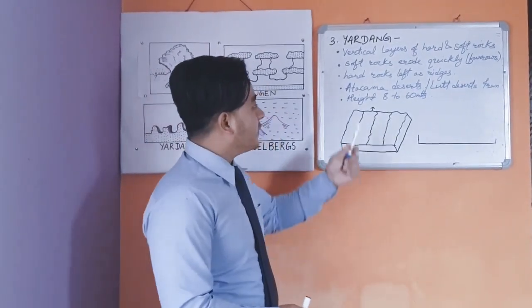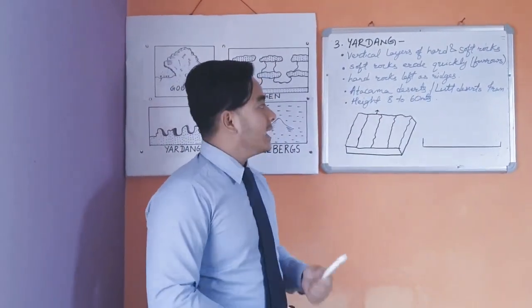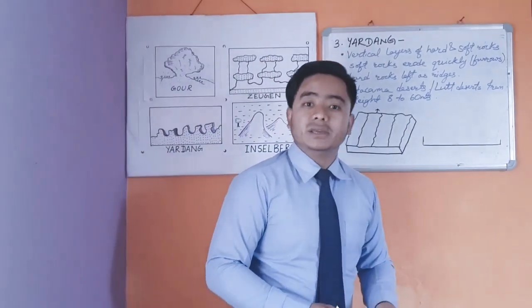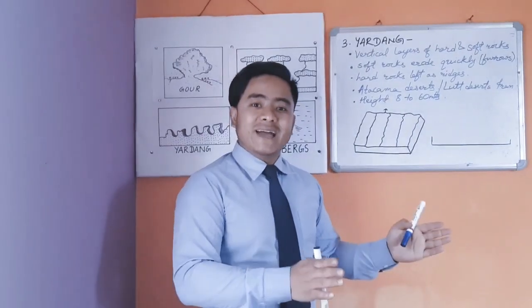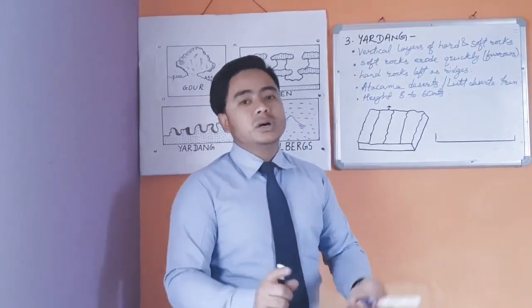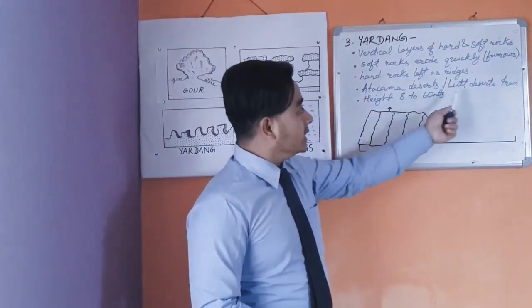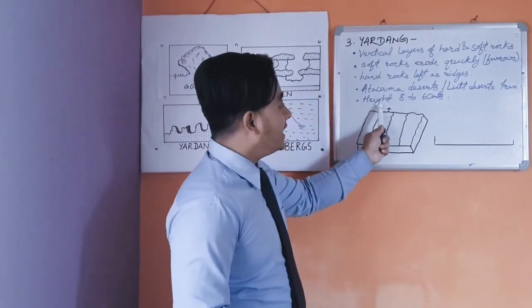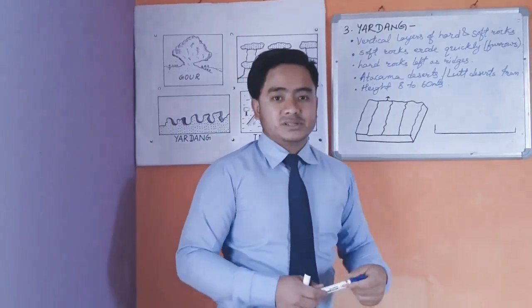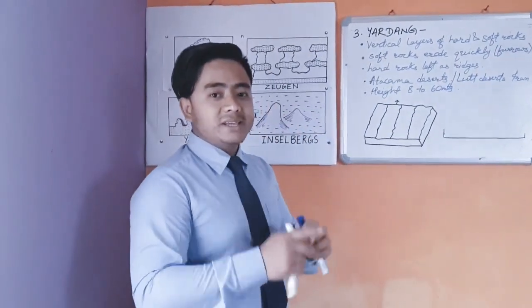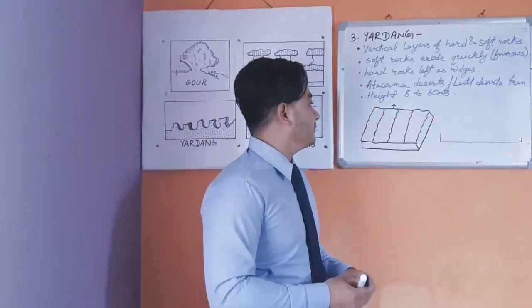Yardans are mostly found in the Atacama Desert and the Lut Desert in Iran. The height of the yardan varies from one desert to another. In the Lut Desert of Iran, the height of the yardan ranges between 8 to 60 meters. So now let me explain with the help of a diagram.